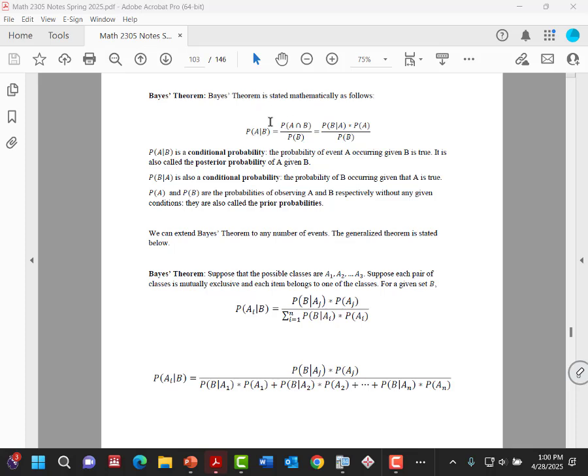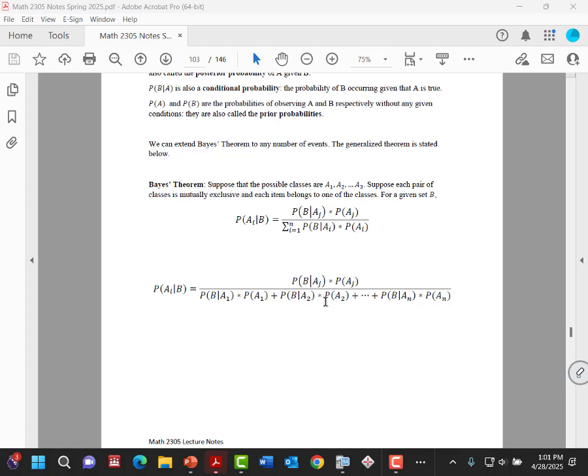It is called the posterior probability of A given B. The probability of B given A is also a conditional probability. This is the probability of B occurring given that A is true. The probability of A and the probability of B are the probabilities of observing A and B respectively without any given conditions. These are called the prior probabilities. Now, we can extend Bayes' theorem to any number of events. So here is the generalized form of Bayes' theorem.